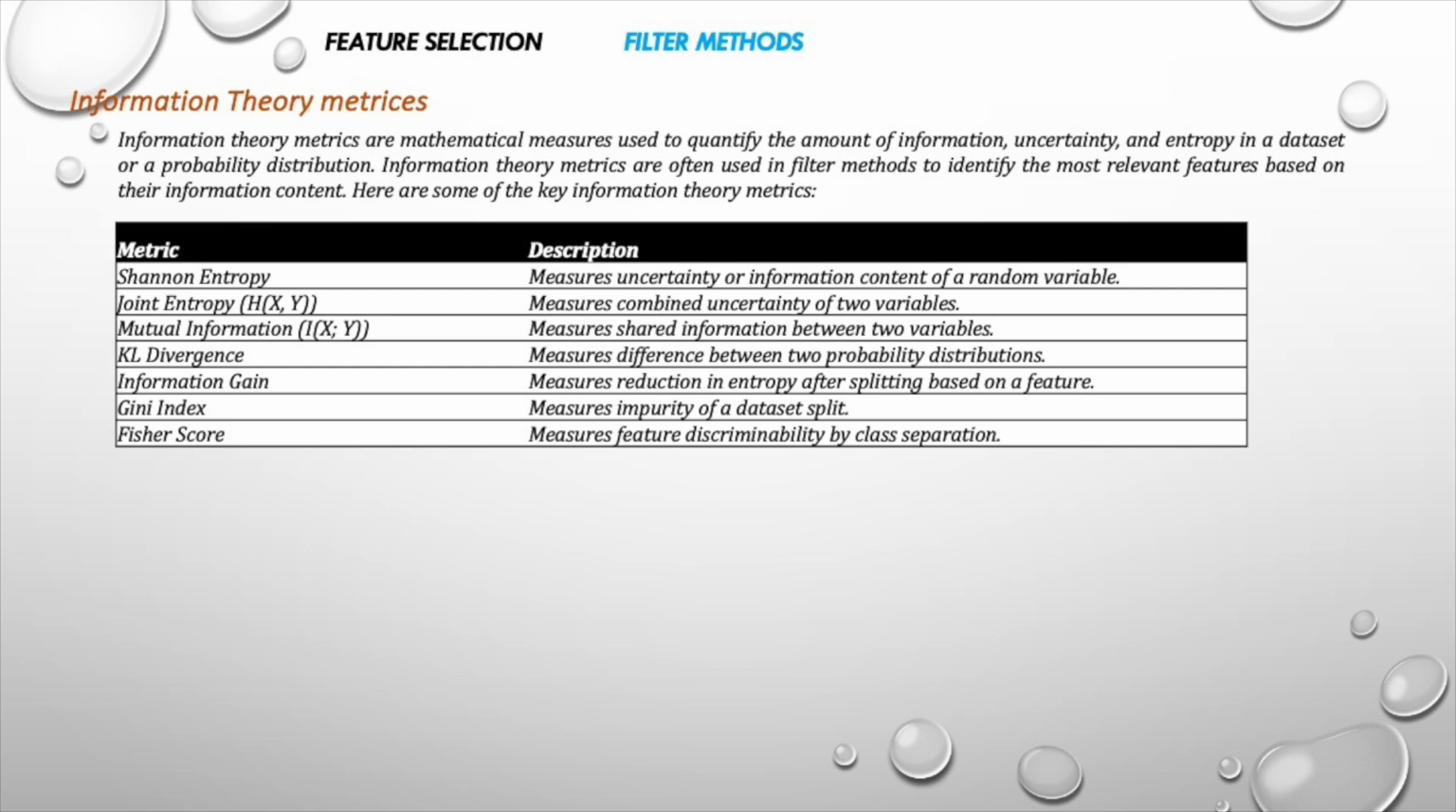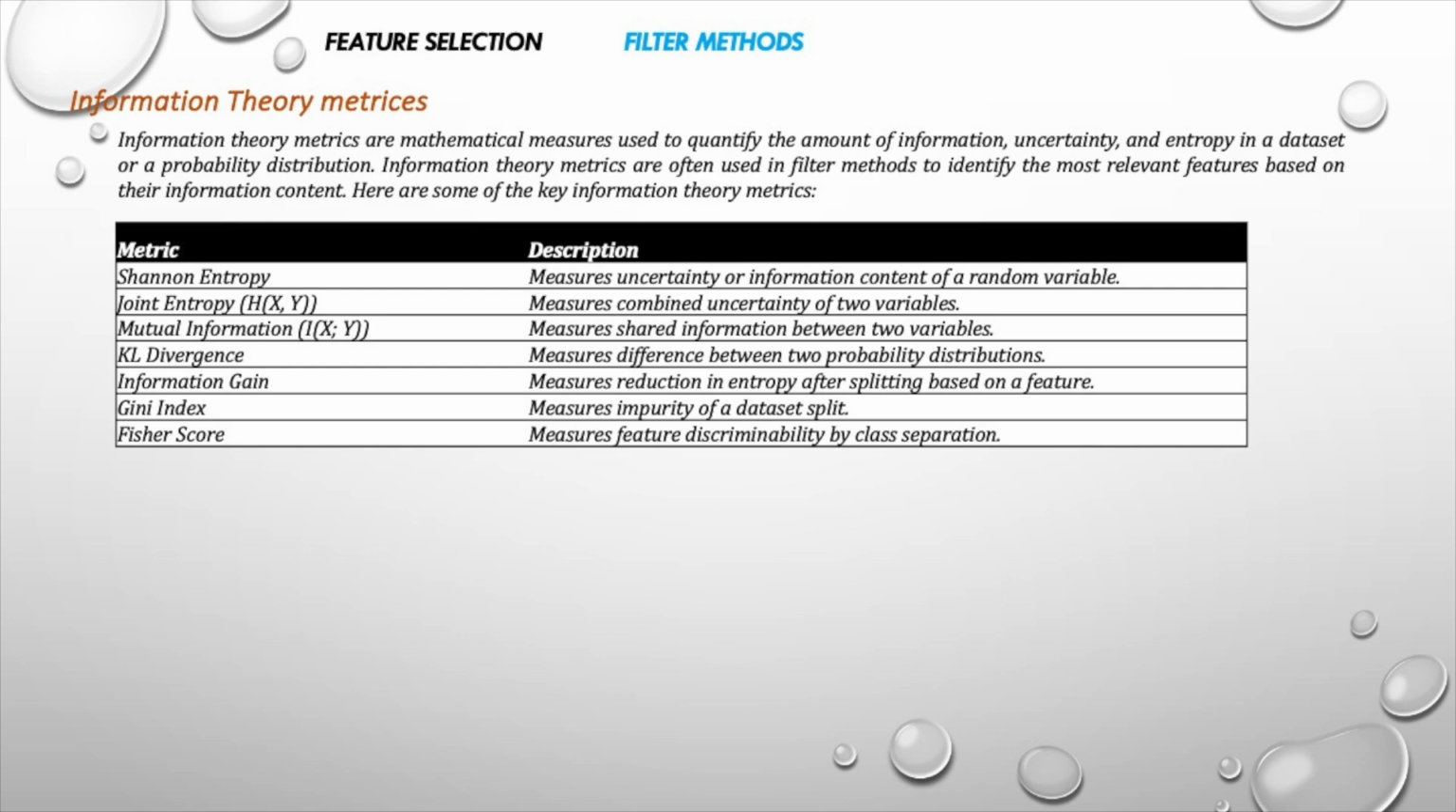Mutual information quantifies the amount of information that two random variables x and y share. It measures the reduction in uncertainty about one variable when the other variable is known. Kullback-Leibler divergence (KL divergence) measures the difference between two probability distributions. It quantifies the amount of information lost when one distribution is used to approximate another.